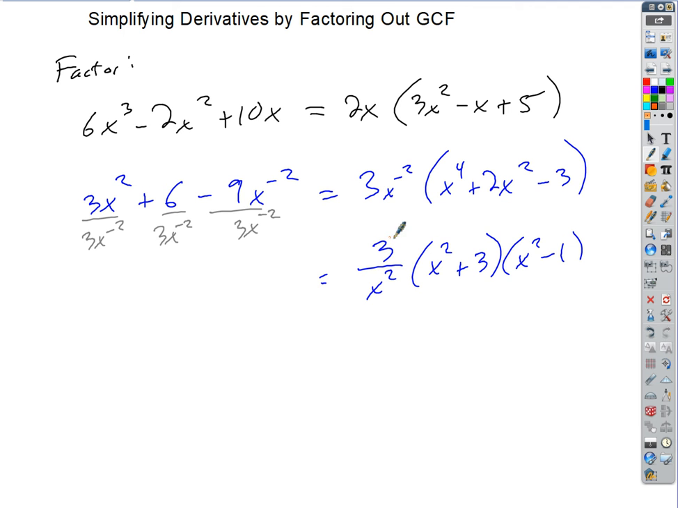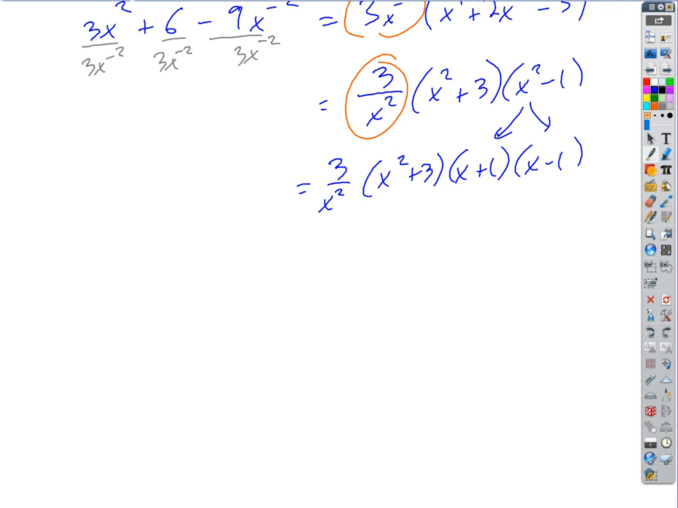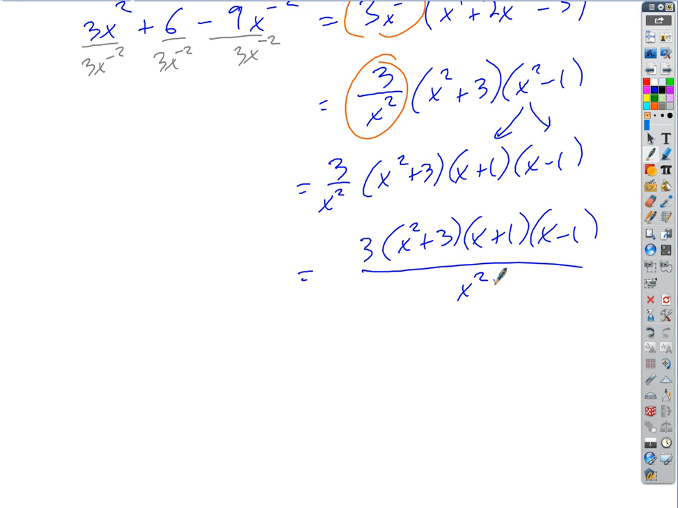Like I say, I'm not even that concerned about all this other stuff. The main focus is that part right there, that's the part I want you to see. Turns out we can actually go a little further. Okay, everybody with me? So if I wanted to write this then as a rational function, which is probably the best way to do this, I would just write this as 3 times x squared plus 3 times x plus 1 times x minus 1 over x squared, right?